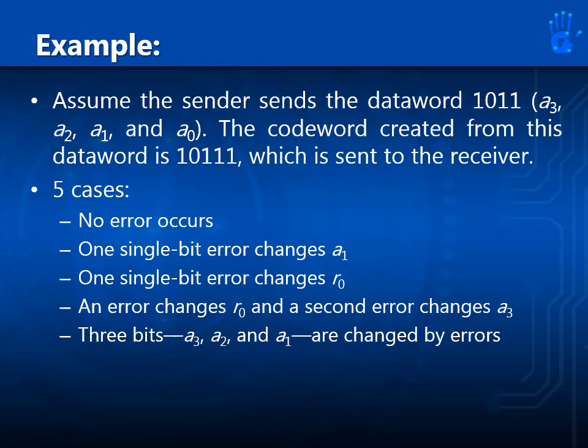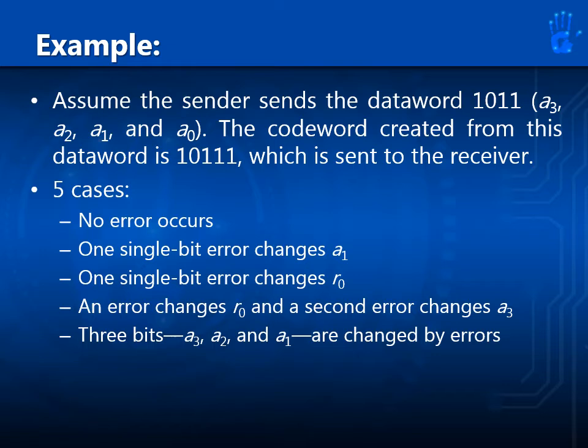For the fourth case, an error changes R sub 0 and a second error changes A sub 3. Now, let's look at the code word when this happens. Code word will now become 00110. As you can see, there are still an even number of ones, and this is an even parity. So this error will go undetected because the checker will still judge this to be a correct data word.